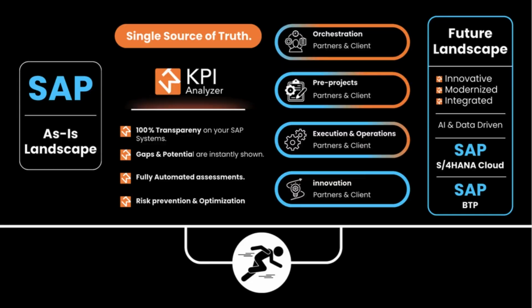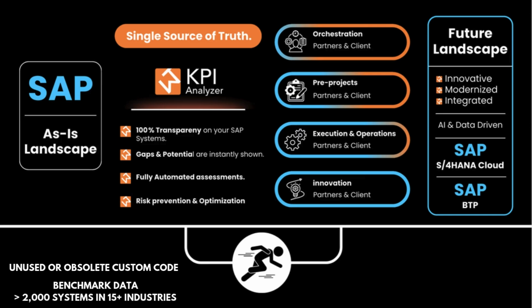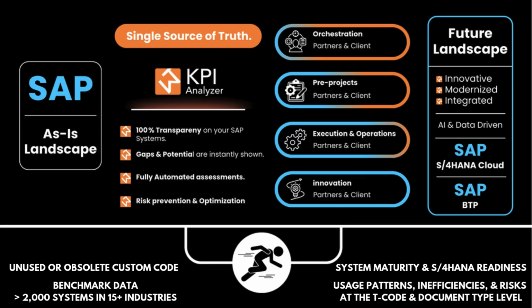The KPI Analyzer, developed by Trax, is a scalable SaaS platform that performs deep analysis of your SAP ERP system in hours, not months. It uncovers unused or obsolete custom code, benchmarked data across more than 2,000 systems in 15+ industries, system maturity and S/4HANA readiness, and usage patterns, inefficiencies, and risks, down to the T code and document level. All powered by user behavior mining and intelligent automation.